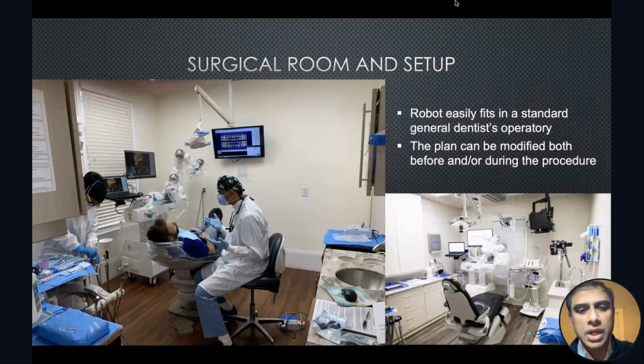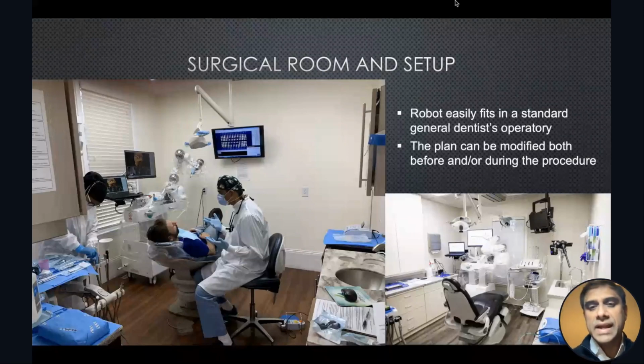There I am, doing a full arch upper case, talking to the patient while the staff are getting everything ready and prepared. As you see, the machine has been draped, and we are getting ready for surgery. So it pretty much fits in any operatory, and if necessary, the plan can be modified as to where it can go. For the most part, I have the robot on the left of me because I'm a right-handed surgeon, but I can also have my motors and everything on the right side.